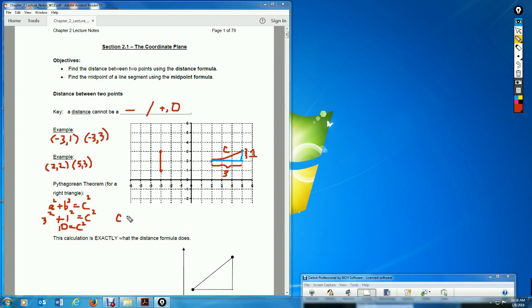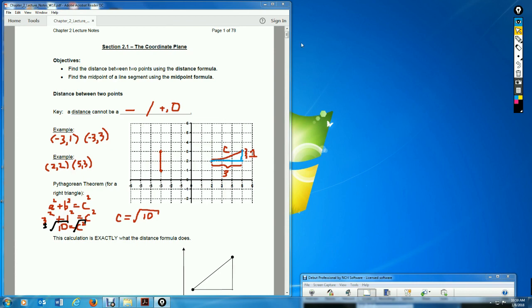So therefore, C, that distance that we're looking for between the 2 points, is equal to the positive square root of 10. Normally when you use the square root property and take the square root of both sides of an equation like we just did, you have to apply a plus or minus in front of the solution. In this case, we're specifically finding a distance, so we know that it can't be negative. So in other words, C is equal to the square root of 10. That's the distance between those 2 points.